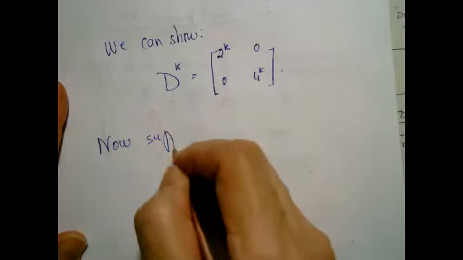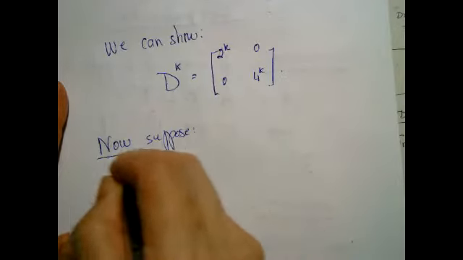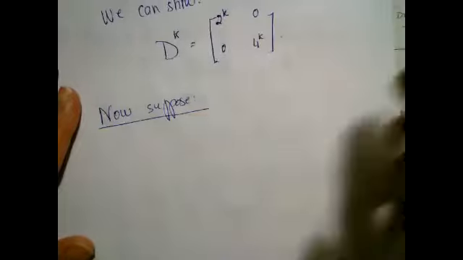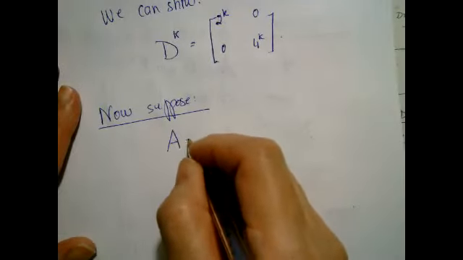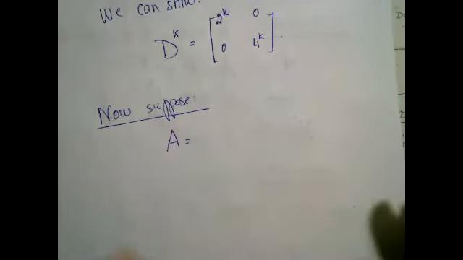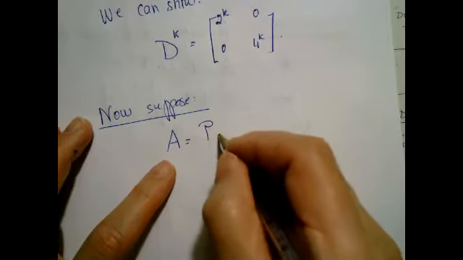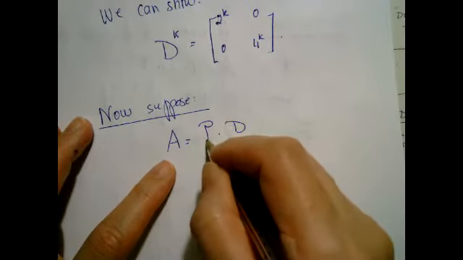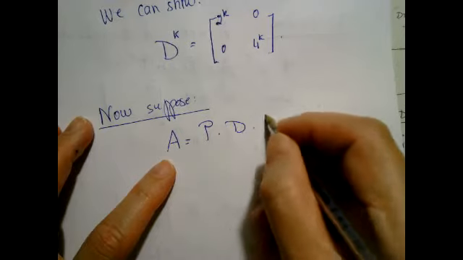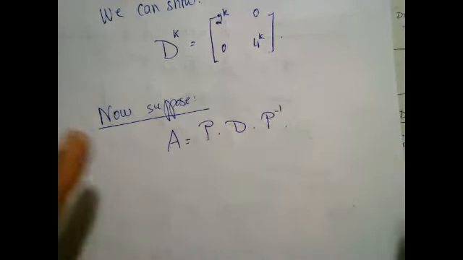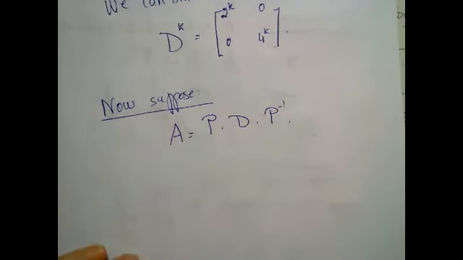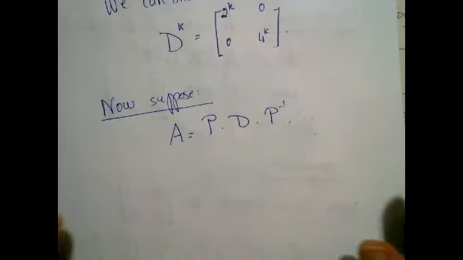Now, suppose I have a matrix A, and I can factor it into easier matrices. Suppose I can factor it into a matrix P, a diagonal matrix D, and P inverse. In other words, I can diagonalize it. So suppose A could be written like that.